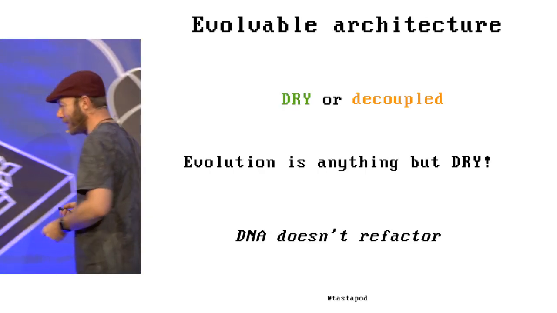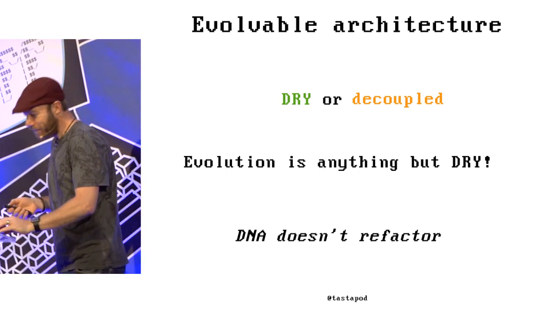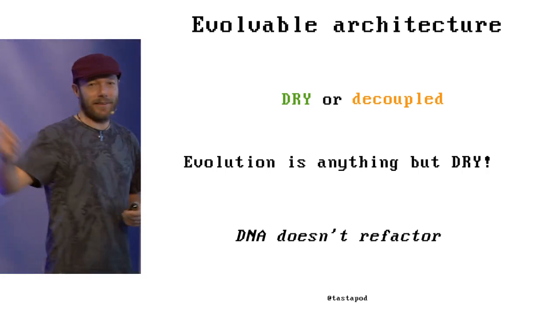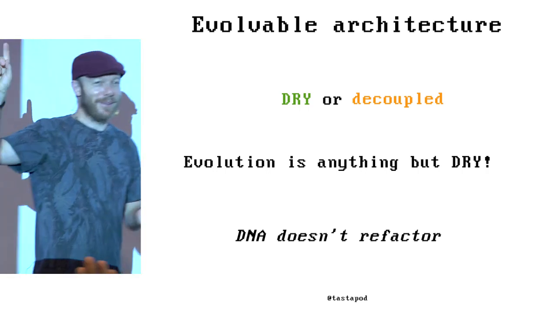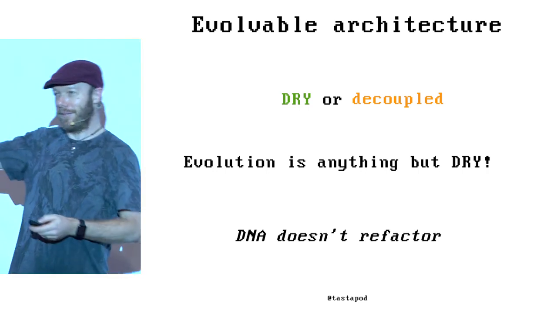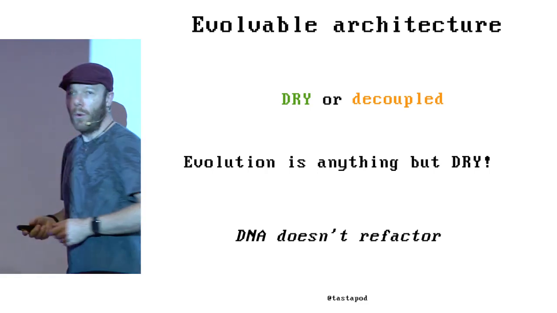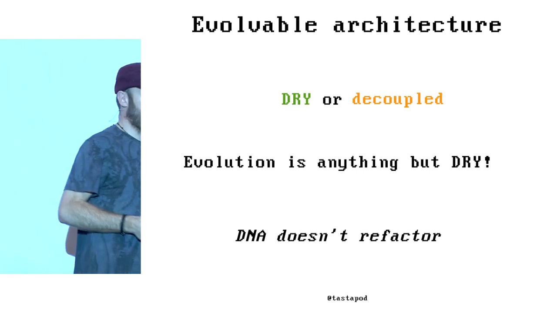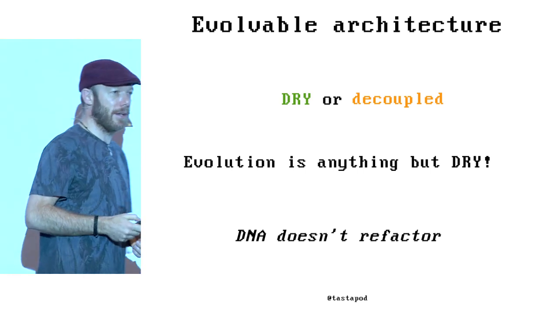Evolvable architecture. Little sidebar here. Who thinks DRY is a good thing? Don't repeat yourself. Don't repeat yourself. See what I did there? Who thinks DRY is a good thing? Okay. Quite a few hands went up there. What are we trading off with DRY, with don't repeat yourself?